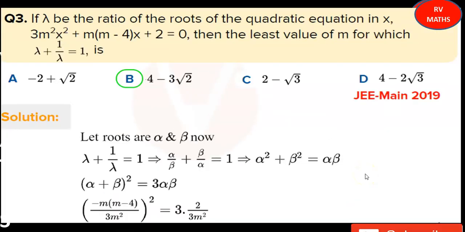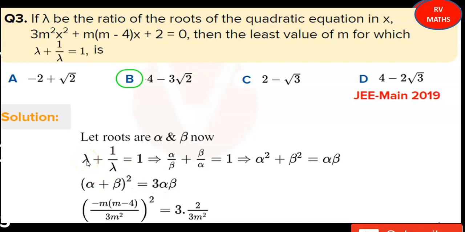Look at the third problem. If lambda be the ratio of the roots of the quadratic equation in x, 3m square x square plus m into m minus 4 into x plus 2 equal to 0, then the least value of m for which lambda plus 1 by lambda is equal to 1, where lambda is the ratio of the roots. Remember, that means alpha is to beta is equal to lambda. Then if lambda plus 1 by lambda equal to 1, what can be the least value for m? They have given the answer as 4 minus 3 root 2. How this answer comes, let us see.